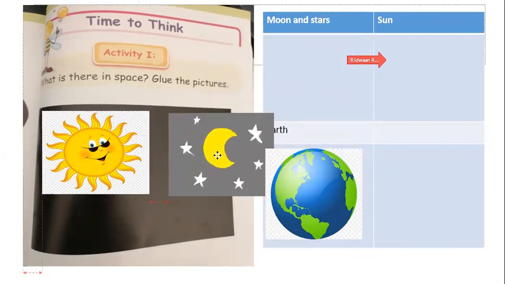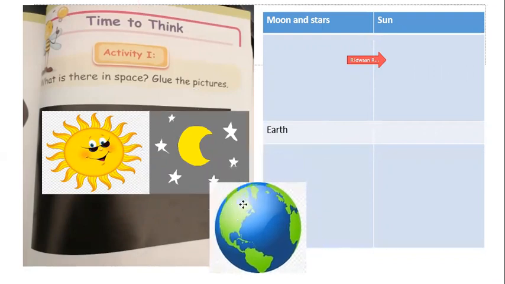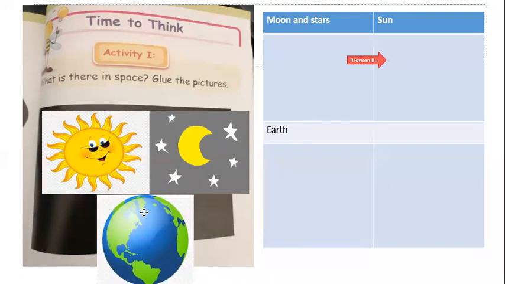So let's put our moon and stars in space. Good. What else is there in space? Where did we say our planet Earth lives? In space. So I'm going to put planet Earth in space. Perfect. Anybody else knows what else is there in space? Yes, we said there are many other planets in space. So I have stuck my pictures in my space. Now you are going to draw your pictures, color them, and then you are going to cut and stick them to show what is there in space.